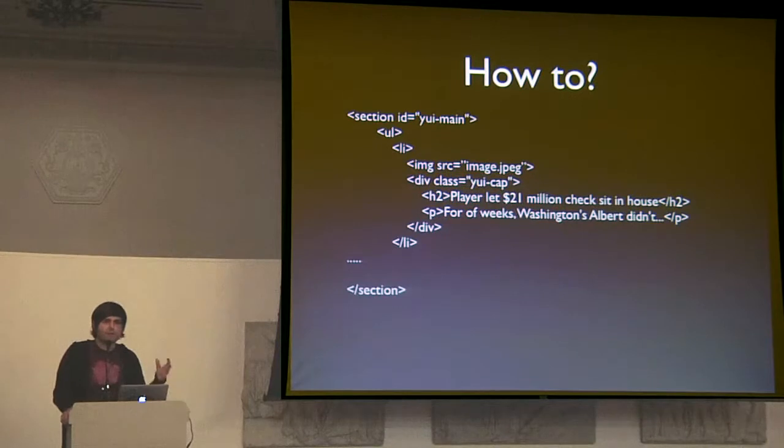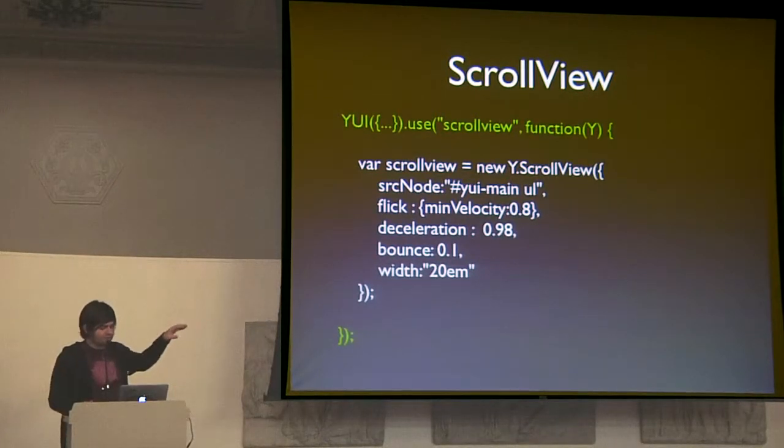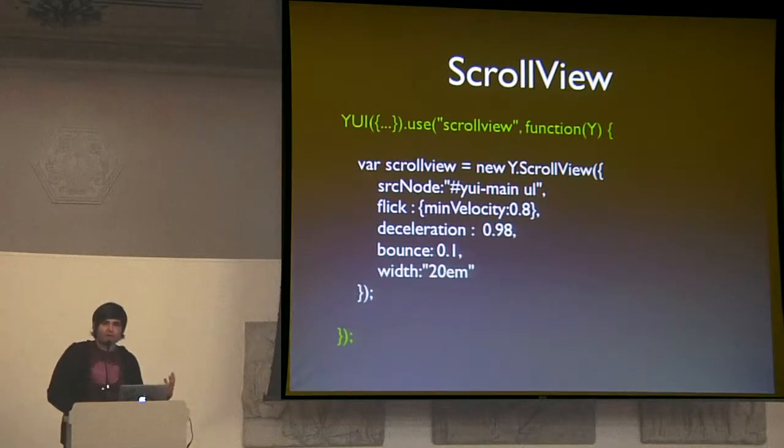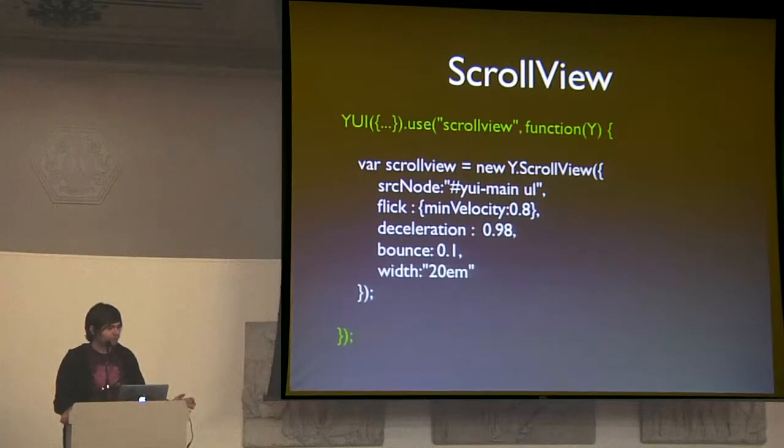You just feed it some sort of markup that contains maybe images and some text, and then you instantiate the Scrollview object. And here you can just tell it, okay, I want my flick event to react at this minimum velocity, or the deceleration has to be this, or I want to bounce this many pixels and whatnot. So again, really highly customizable. You can achieve really good looking apps and behaviors that mimic native with just web.